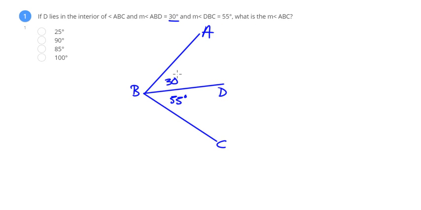The measure of this entire angle ABC, we would just add those together. 30 plus 55 gives us 85 degrees. So that one should be this right here.